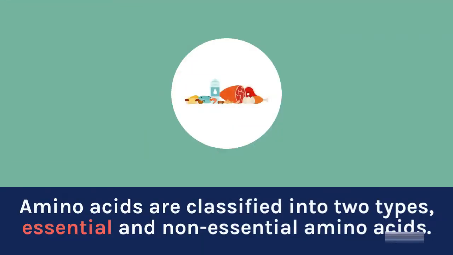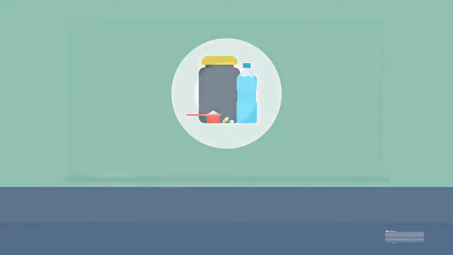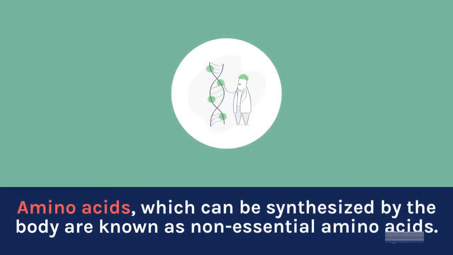Amino acids are classified into two types: essential and non-essential amino acids. Essential amino acids are the amino acids which cannot be synthesized by the human body and they should be supplied through additional diet. Amino acids which can be synthesized by the body are known as non-essential amino acids.